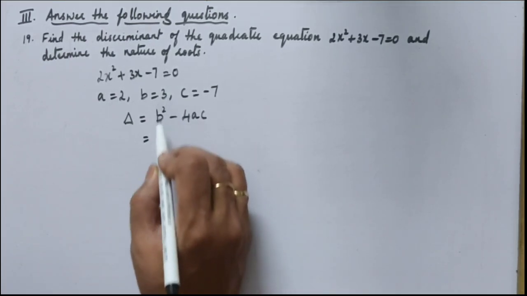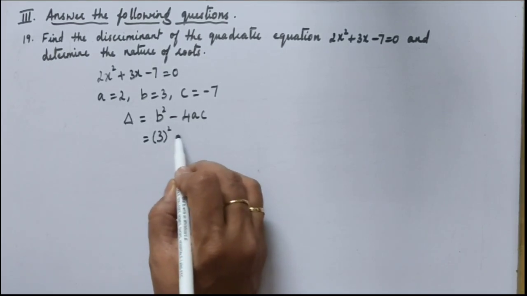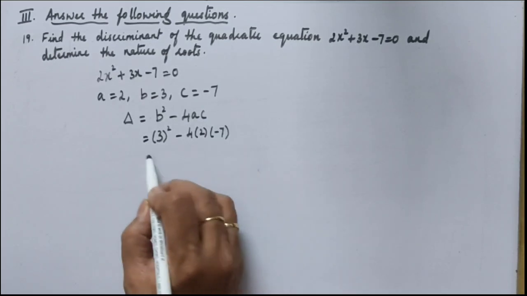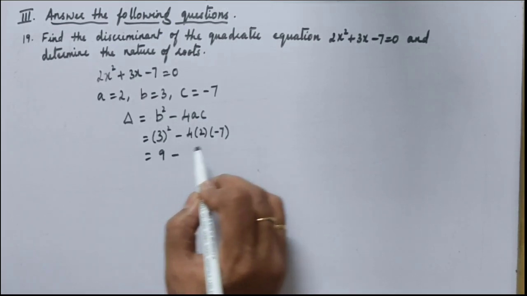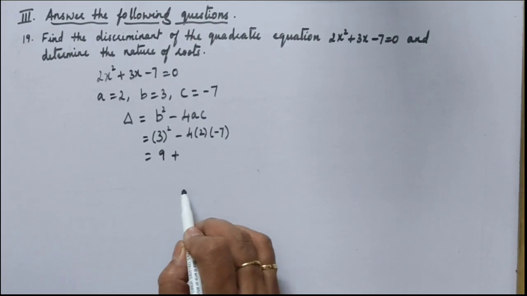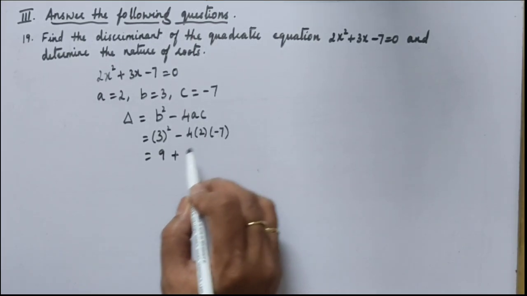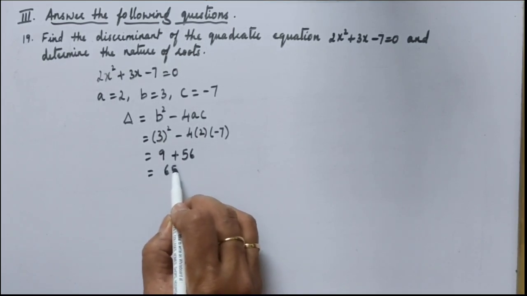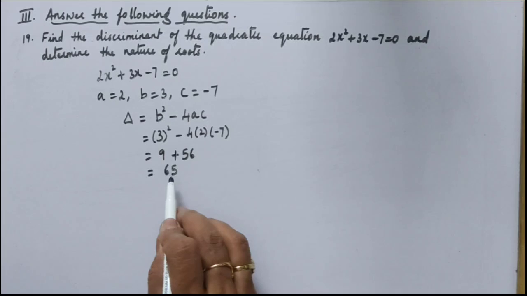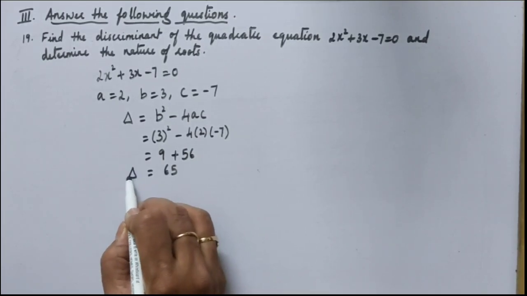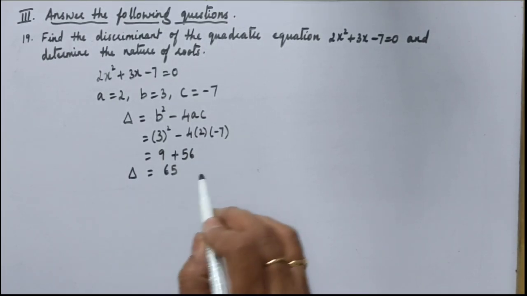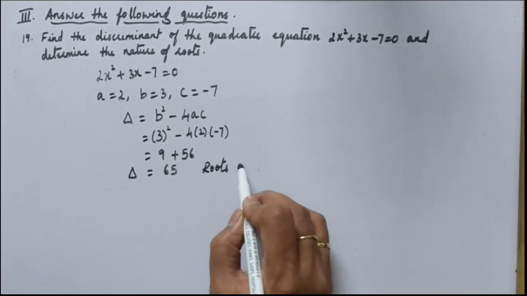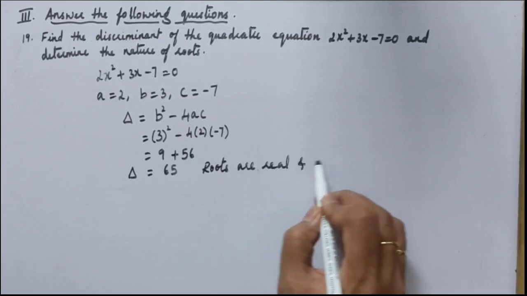So in place of b, let me write here 3² - 4, a value is 2 and c value is minus 7. 3² is 9, minus into minus, let us say plus. 4 twos are 8, 8 sevens are 56. This equals 65. When we add these both, we get 65. As the delta is positive, we say it has got real and distinct roots.